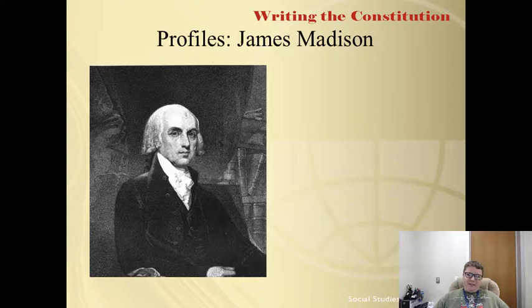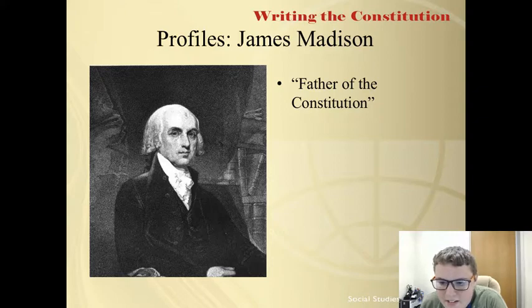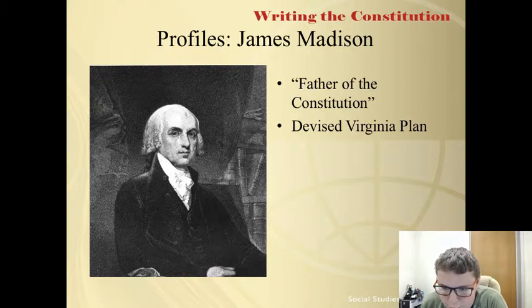Profiles. James Madison. Perhaps no member of the Constitutional Convention proved more instrumental than James Madison, a Virginia delegate who has since received the title of Father of the Constitution. Madison sat on various committees at the convention, missed very few of its proceedings, and also devised the Virginia Plan, which included 3 branches of government with a number of representatives from each state based on population.